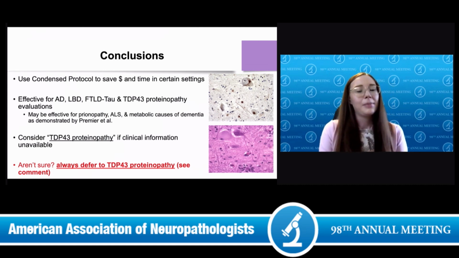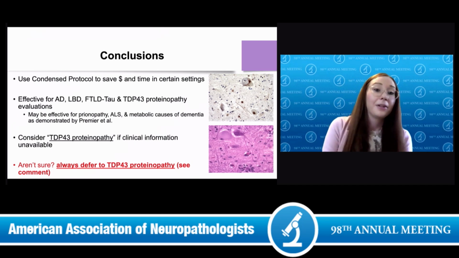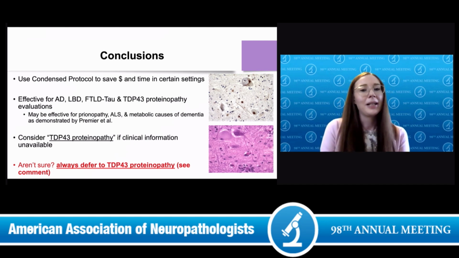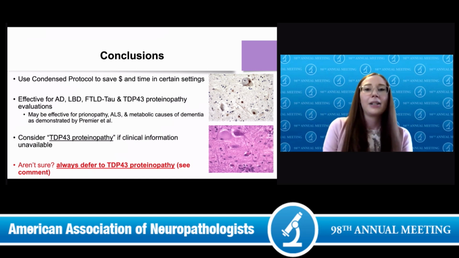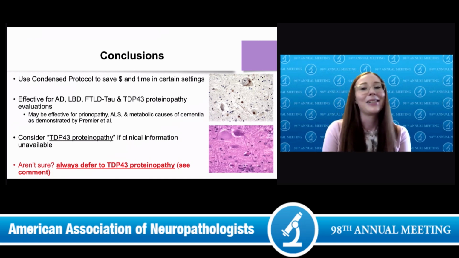re-emphasize that it's best, particularly if you don't have clinical information available to correlate with, specifically like an amnestic AD type of dementia, which is associated with LATE, versus a behavioral variant frontotemporal dementia or primary progressive aphasia, which would be more associated with FTLD-TDP. If you don't have that degree of comprehensive clinical information, you may consider simply stating TDP proteinopathy, see comment. And if you're not sure at all, I recommend just deferring to that to be safe.